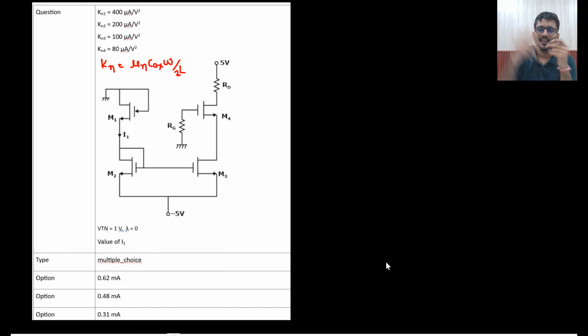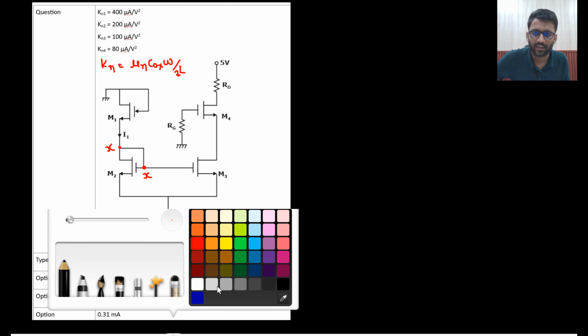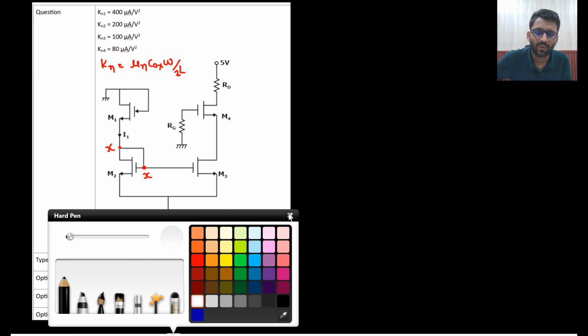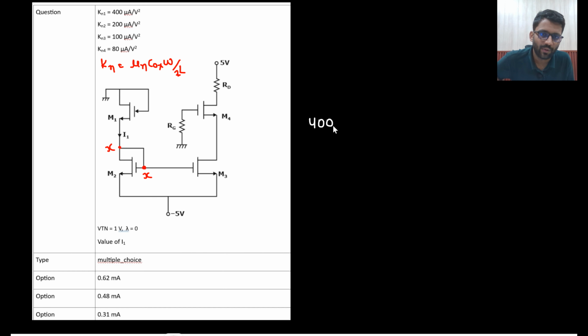You need to find the value of I. So how can you find the value of I? Basically, you have the Kn relation, you know the Kn values. And Kn is mu n CoX W by L, you know the Vt value. You can find out this potential. If you know this potential, this will also be X, then you can find out the current very easily. So I know Kn1, that is 400 micro. Better I should write here. Basically 400 micro, mu n CoX W by 2L.